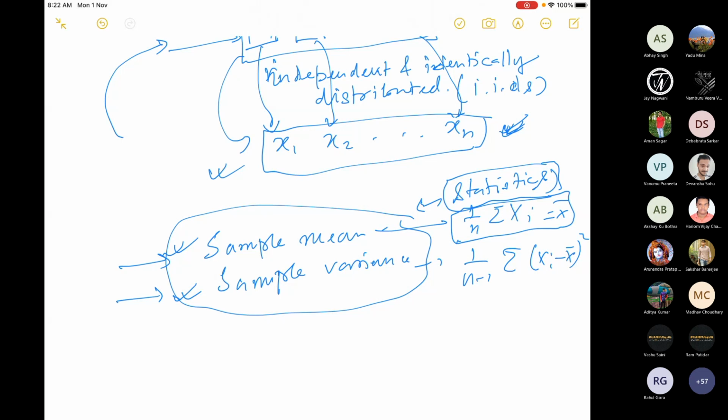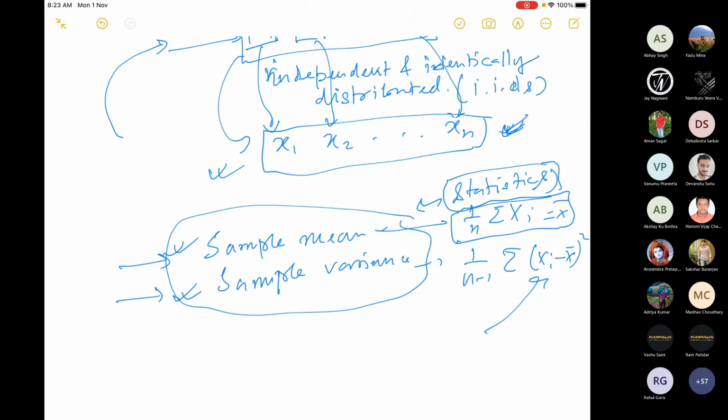So depending on a given problem, this 1 by n sum of Xi's, or 1 by n minus 1 sum of (Xi minus X bar) whole square. Basically, this is the error. Error means how far Xi is from X bar, and the total error. So depending on the context, you may have other characteristics, other statistics, other kinds of functions which you need to analyze to say something about the population.